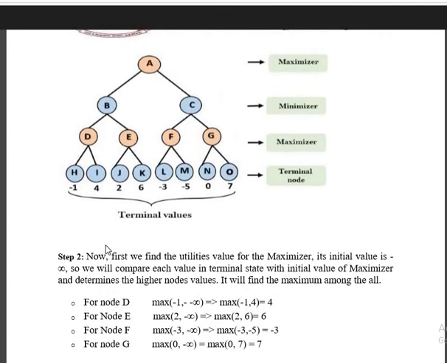Now first we will find out the utility values that the maximizer can have. The initial value lies from minus infinity to plus infinity. We will be comparing each value in the terminal state with the initial maximizer value, determining that the higher node values will have the maximum weightage whenever we clear that level. So going down, if the player is traveling through this part using DFS, when it reaches D and then H and I, we find out the utility value 4 has the maximum possibility of winning the game.